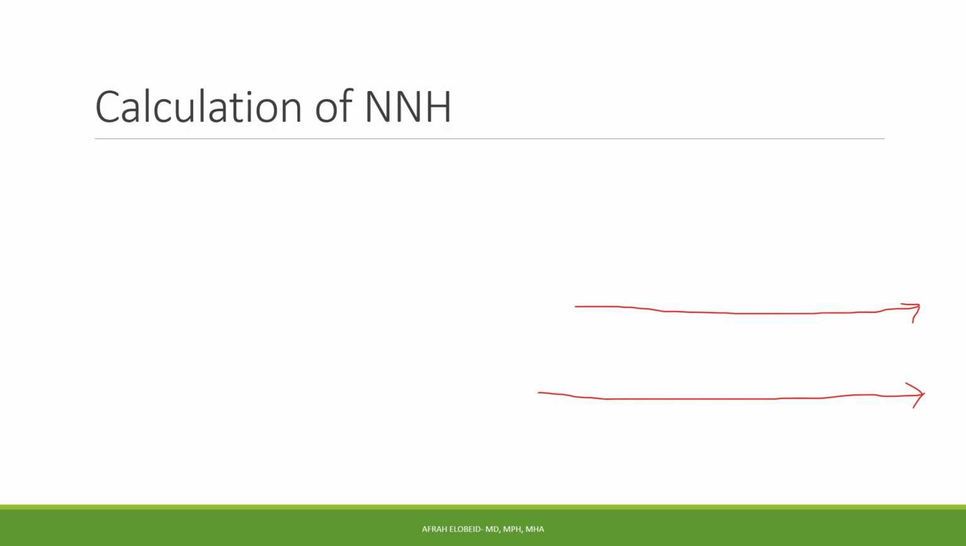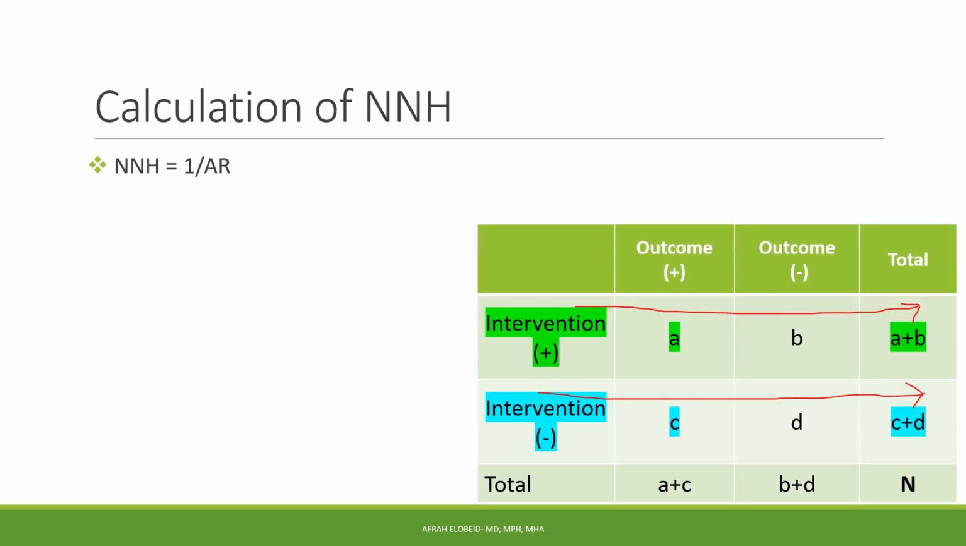Now let's see the calculation of the number needed to harm. The number needed to harm equals 1 over the attributable risk. And if you missed my video on the calculation of attributable risk, you can also review my playlist for medical statistics, and it's over there. But as a reminder, the attributable risk is the risk in the intervention group minus the risk in the control group, because it measures how much of this outcome happens due to the intervention, how much is attributed to the intervention. So we simply subtract the control group from the intervention group.